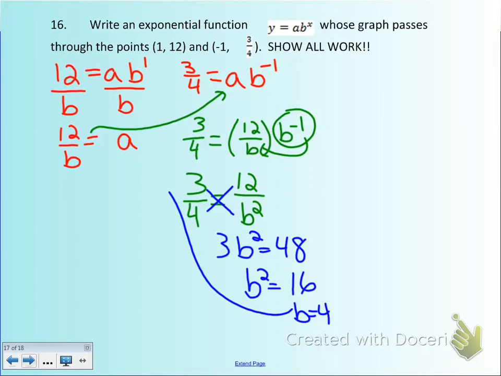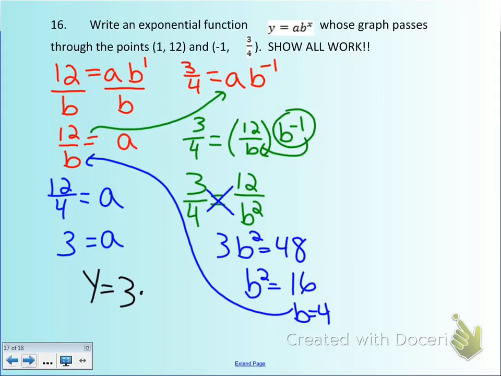We're then going to take that and plug it in here. So 12 over 4 equals a. A equals 3. And then we want to write our final answer in the correct form. And don't forget to do this part. A couple of us did on our quiz yesterday, and you got points taken off. So you get y equals 3 times 4 to the x power. You got to do that as your last step and put it into an equation.